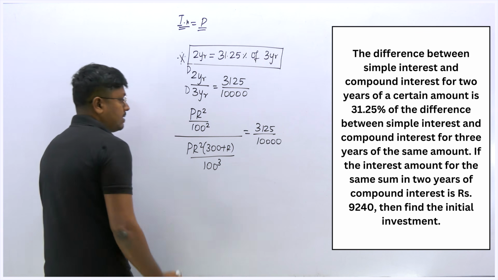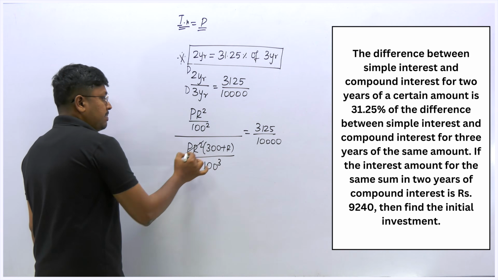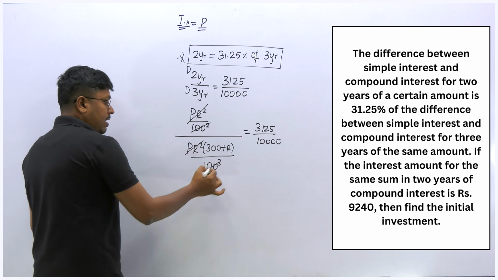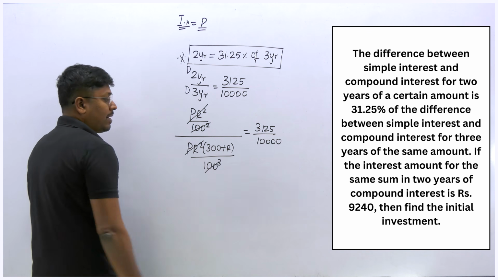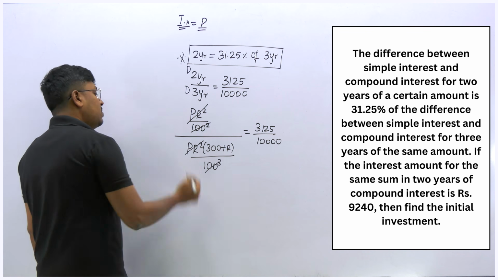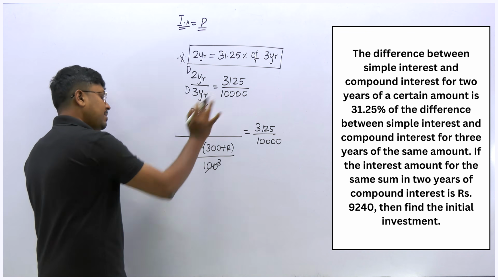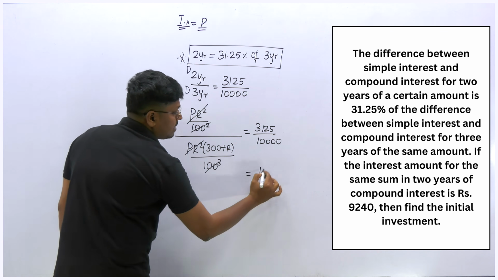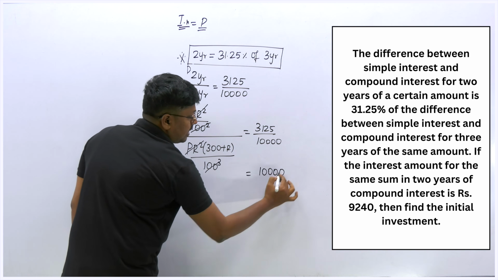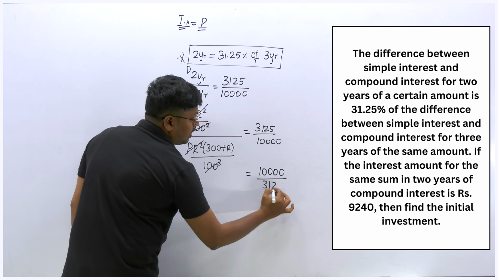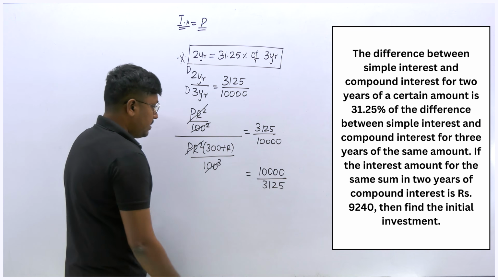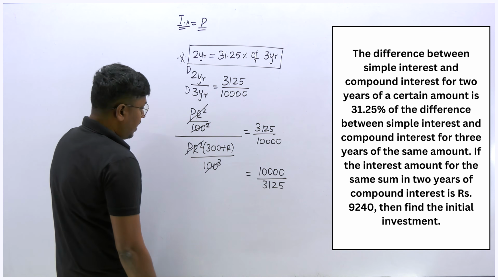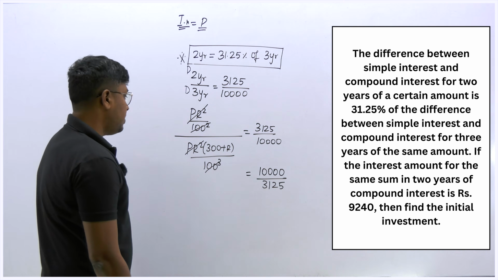So now we can cancel it. I think we can cancel this PR square here. So we have 100 square and we can cancel 200, so remaining 100 will be there. Once it goes to the numerator, or else we can reciprocal the value. So if I reciprocal the value, then this will be like 10,000 divided by 3125, right?